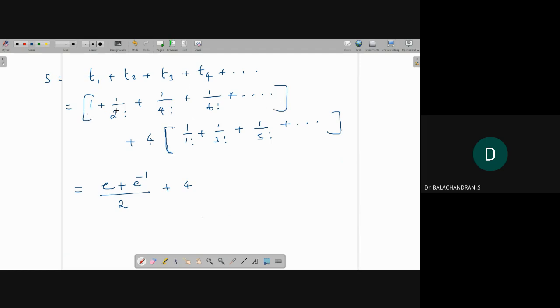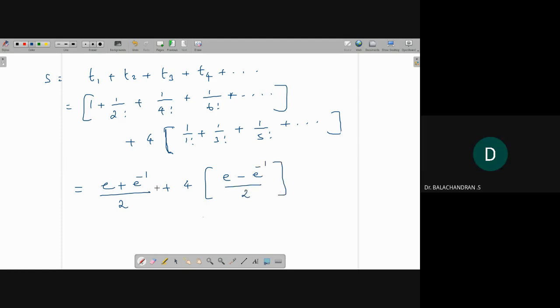You already have the formula for 1 plus 1 by 2 factorial plus 1 by 4 factorial plus 1 by 6 factorial: E plus e power minus 1 by 2. Similarly, for 1 by 1 factorial plus 1 by 3 factorial plus 1 by 5 factorial plus 1 by 7 factorial, you have the formula: E minus e power minus 1 by 2. Is it correct, Paritosh? Yes, sir.